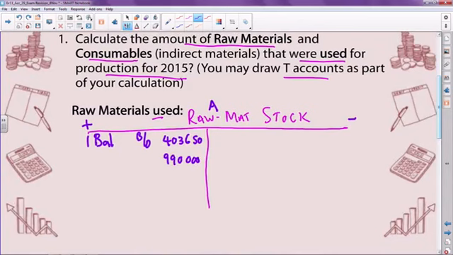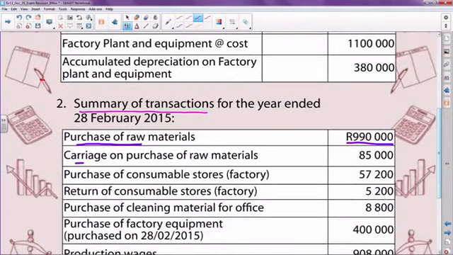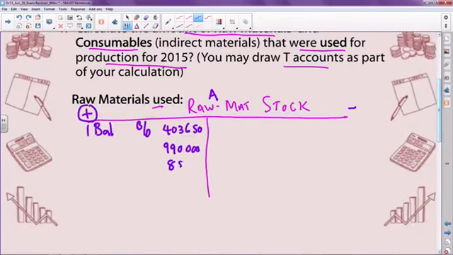Right, what else goes on the debit side? The carriage on purchases, because remember, if you pay for carriage on raw materials, the value of your raw materials is going to increase. So let's go back to our summary of transactions. Did we pay carriage? Carriage on purchase of raw materials, an amount of 85,000 Rand was paid. So let's take that through as well. On the debit side of this account, 85,000, and remember this represents the carriage on purchase.